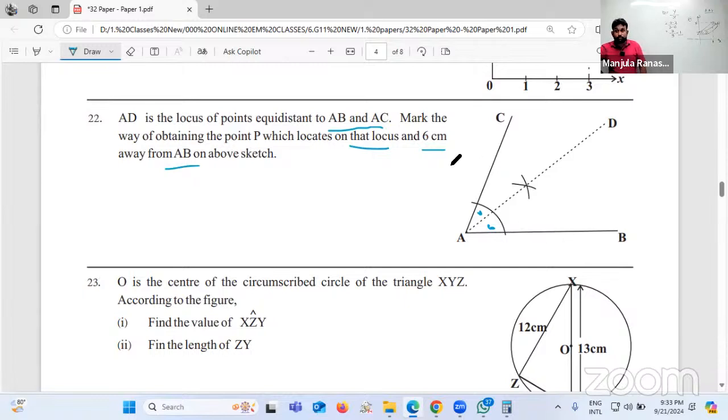So what you need to do is make a parallel line to AB. This is the parallel line to AB, and the distance is what? 6 centimeter. Okay, a parallel line to AB at 6 centimeter. So this is the understanding. Then the point where it intersects both the locus AD and the parallel line is the point we have to mark, the intersecting point of these two loci.